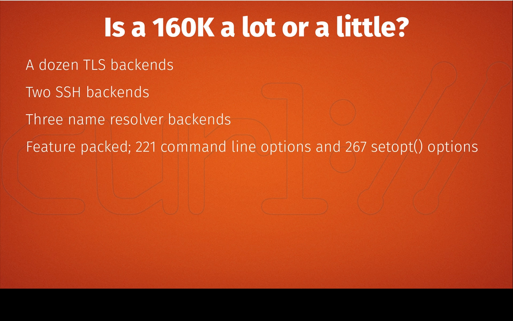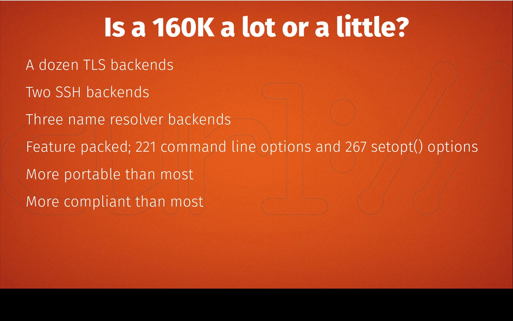And we do have a lot of features. I mean, we have 267 set-opt options. It's an insane amount, and I guess very few of us can mention the majority of them. It is also more portable than most, so we have a lot of code just to handle all the different systems. Nowadays it's also up to date on Amiga. And just yesterday, someone posted in the IRC channel that he built the modern curl on a 486 SX or whatever it was. So it still builds on a lot of different machines.